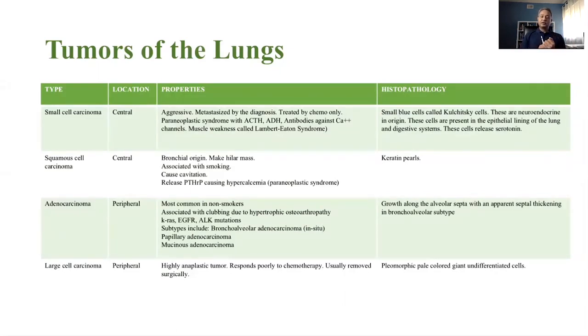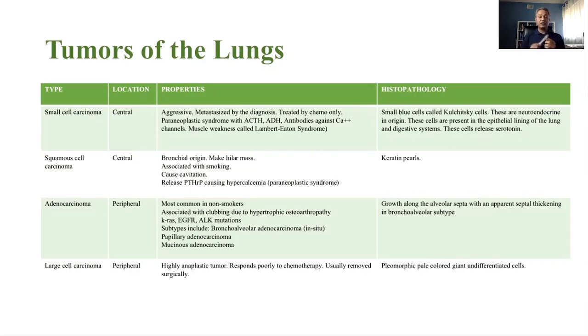Then squamous cell carcinoma is also central. It normally makes a hilar mass and normally originates from the epithelial area. This tumor can release parathyroid hormone releasing peptide. It's a protein that it releases that stimulates the parathyroid hormone. What is the function of the parathyroid hormone? Take care of the calcium and phosphate balance. The result is hypercalcemia, and so that is the paraneoplastic syndrome associated with the squamous cell carcinoma. The histopathological feature is the keratin pearls that you can see. So these will be the pink rounded pearl-like structures in the tissue.